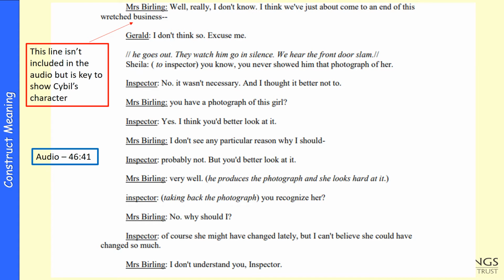So we're going to start from where you left off with Mrs. Purcell. In the audio, Mrs. Birling doesn't actually say this first line: "Well, really, I don't know. I think we've just about come to an end of this wretched business." But I've included it in here because it is key to showing her character. We know Mr. Birling has referred to Eva Smith as that wretched girl before, so she's using the same kind of vocabulary, so this is key.